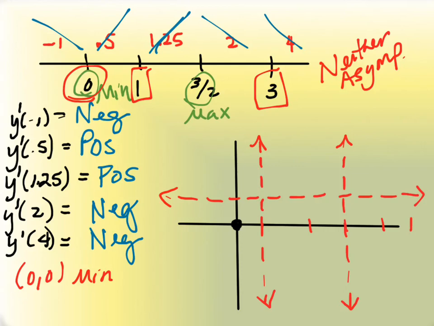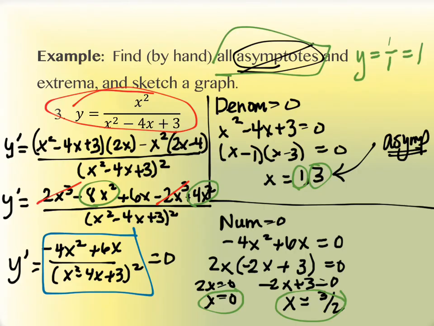Let's see, what else do we have? 3 halves, thank you. So if we go back to our equation, we would want to put in 3 halves. 3 halves is a little harder to put in, and you might want to do it in your calculator. So this is not the same thing as currently in your calculator, so I'd amend it. You want the original equation, x squared over x squared minus 4x plus 3. And you want to plug in the number 3 over 2, or 1.5.